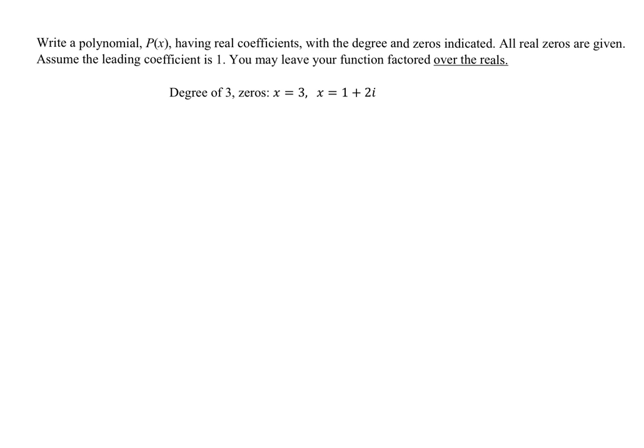In this video, we want to write a polynomial function, p of x, having real coefficients with the degree and zeros indicated. So for this particular question, it says the degree should be 3, and the zeros that I have been given are x equals 3 and x equals 1 plus 2i. So x equals 3, that's a real zero, and x equals 1 plus 2i is a complex zero. It has that imaginary part, 2i.